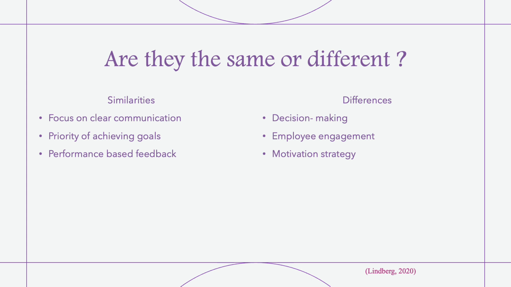They are similar because they do focus on clear communication. So even if that communication is setting rules and boundaries, the transactional leadership still wants to discuss things clearly so that their employees understand what is expected of them. They do have the same priority, which is achieving goals in a healthcare organization. And they both are performance-based when giving feedback to their employees.